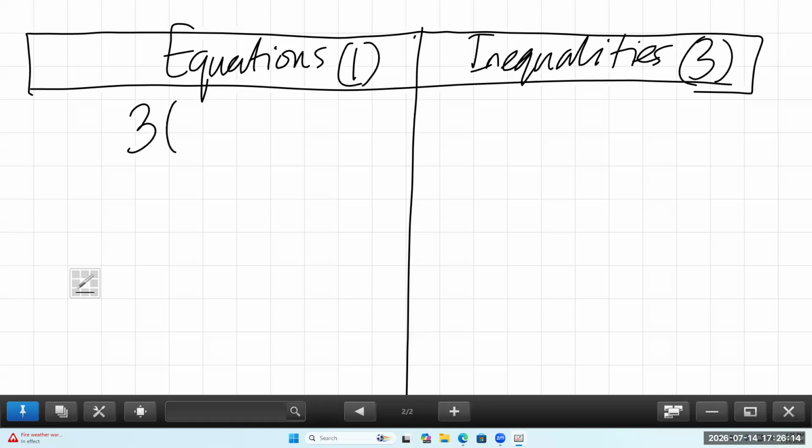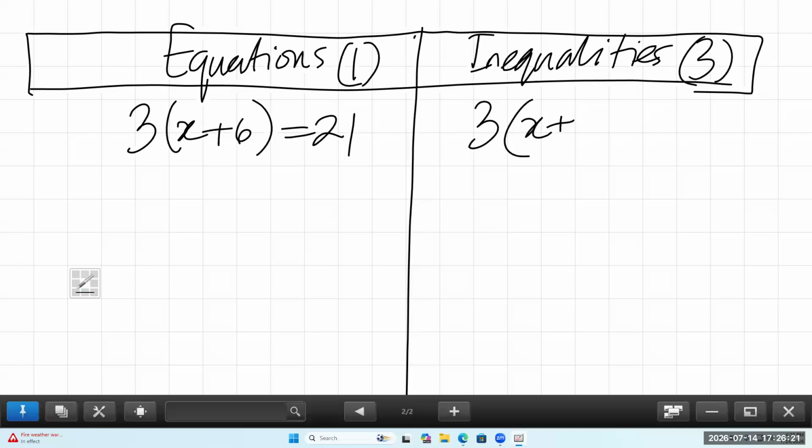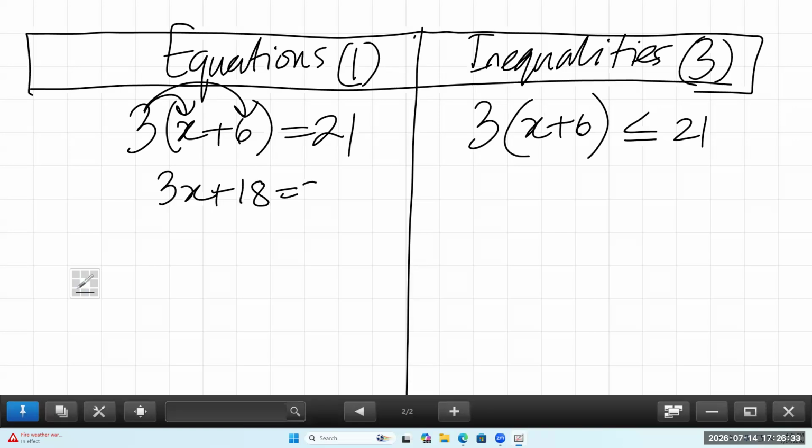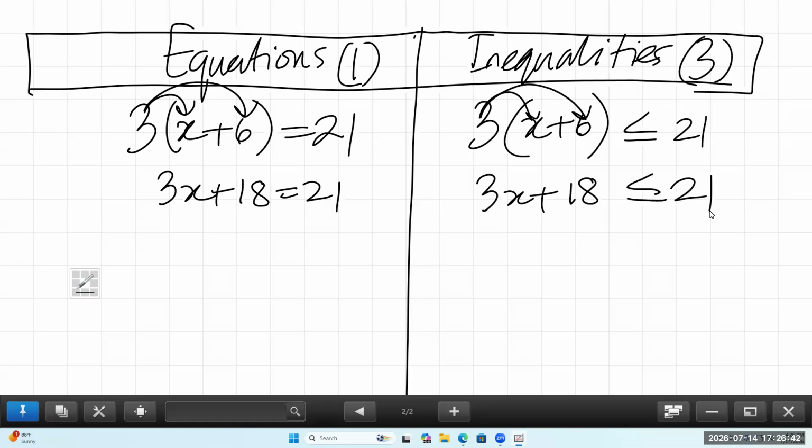So if we have 3 into x plus 6 is equal to 21, and we have 3 into x plus 6 is less than or equal to 21, in both cases the method you're going to use is very similar. You distribute both of them. So you have 3x plus 18 is equal to 21, and in this case, 3x plus 18 is less than or equal to 21. We'll put both of these in our notes. We're literally doing 2 chapters of math at the same time.